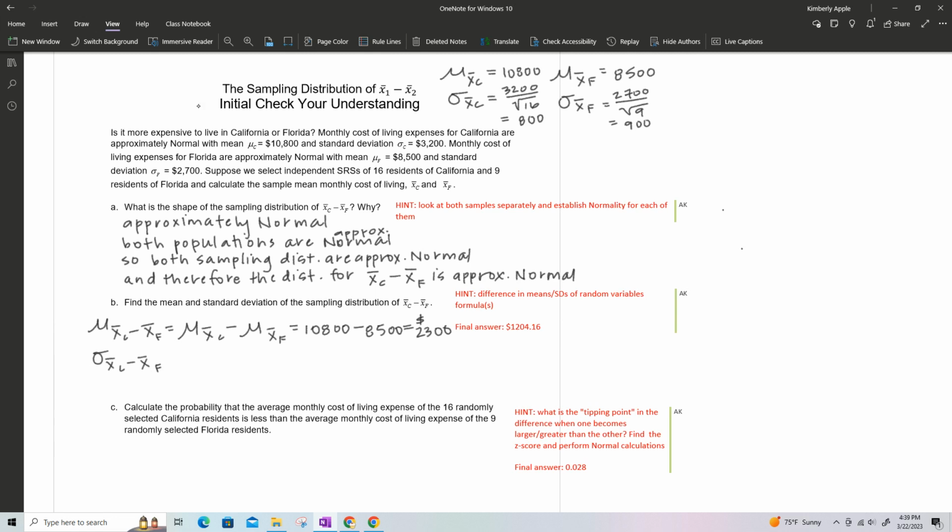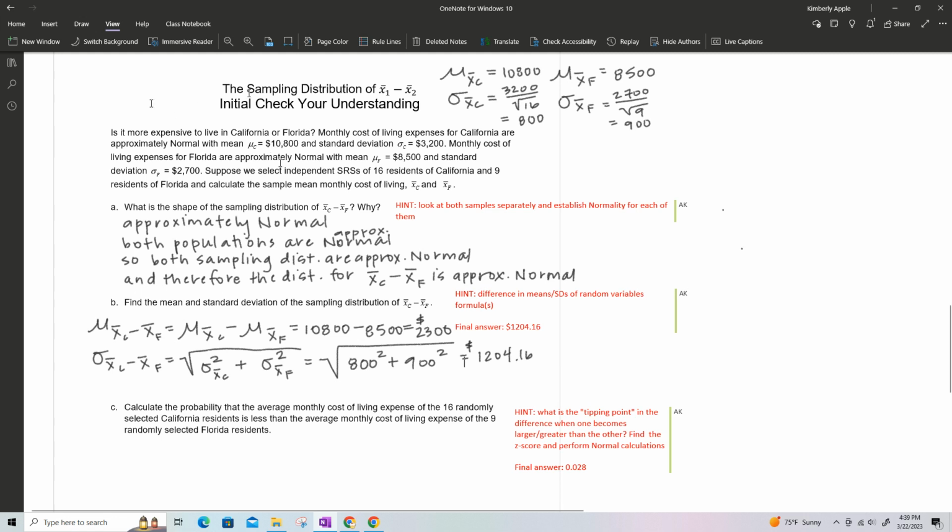And the standard deviation is going to be calculated in a very similar way. We're just going to treat them like the random variables they are and use those formulas, so you don't have to use those big formulas on the sheet. So this would just be the sum of the variances, and this will be for X bar California, and this will be X bar Florida. And so we'll just take the square root of these values that we found up here, squared and added together. So this will be 800 squared plus 900 squared, and you'll end up with 1204.16. And so there are the mean and standard deviation for the distribution of the differences.